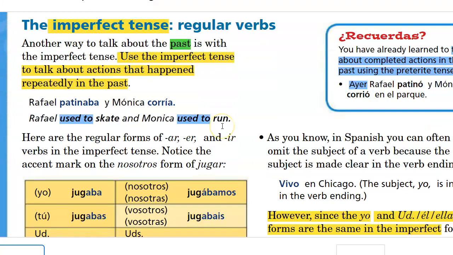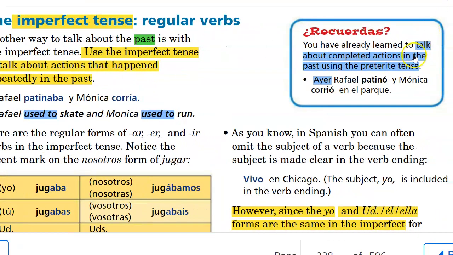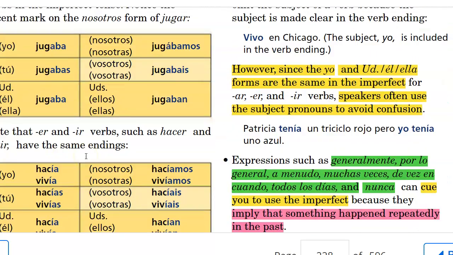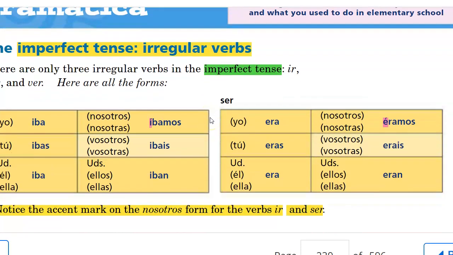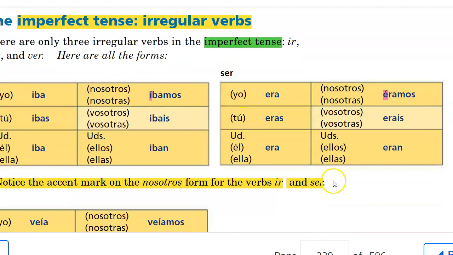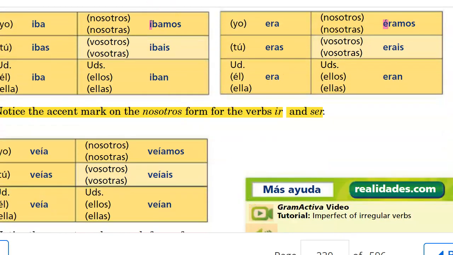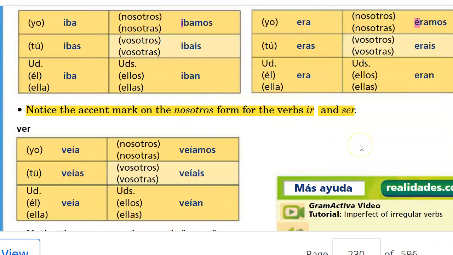And the imperfect again is used to talk about actions that happen repeatedly in the past as opposed to the preterite, to talk about just one moment in the past. So again, there you have your regular AR, ER, and IR endings in the imperfect, followed by irregular verbs, ir, ser, and ver, which are outlined on page 196.